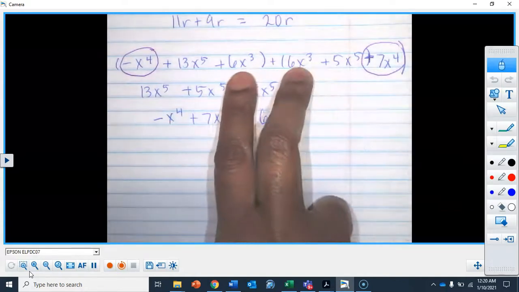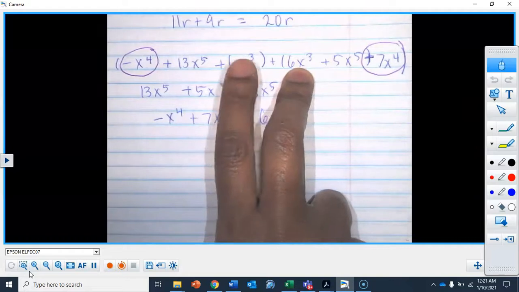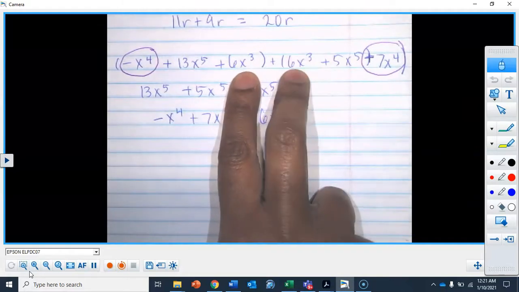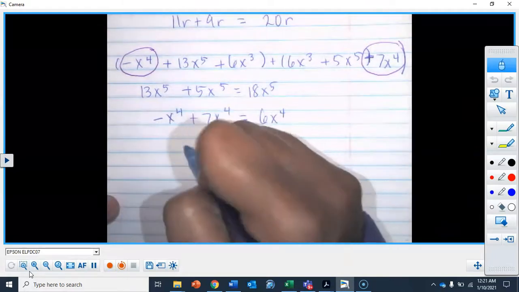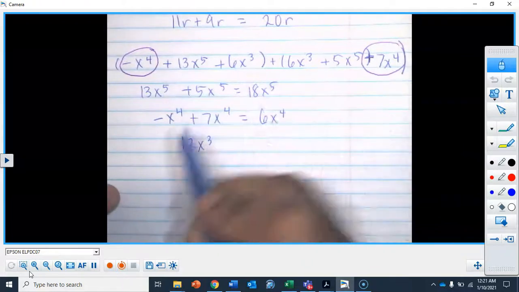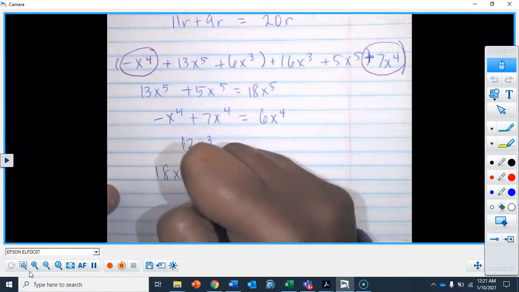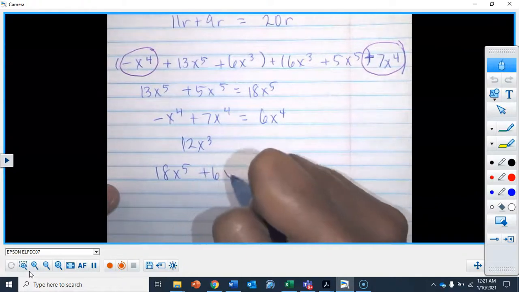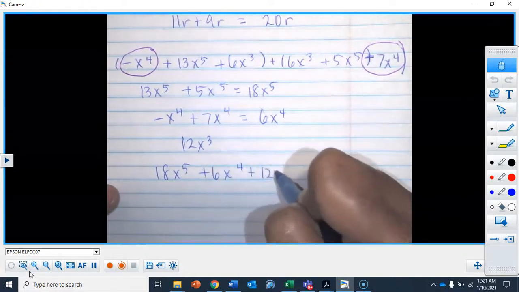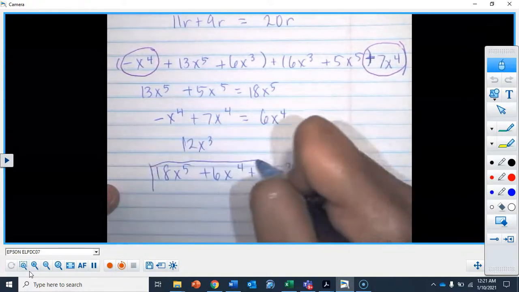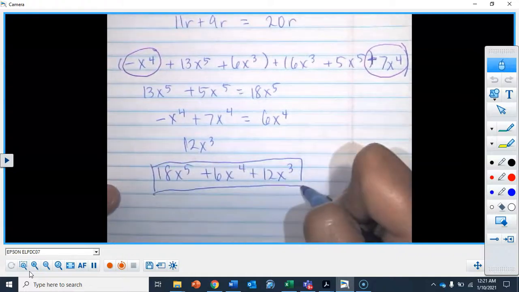And then we have these two x to the thirds. So 6x to the third plus 6x to the third is 12x to the third. Pretty easy. Final answer, 18x to the fifth plus 6x to the fourth plus 12x cubed. Doesn't get any easier than that.